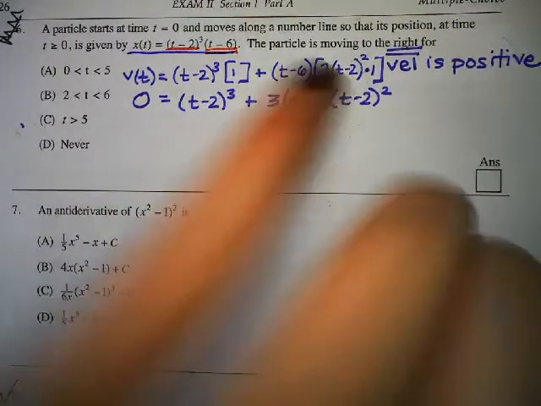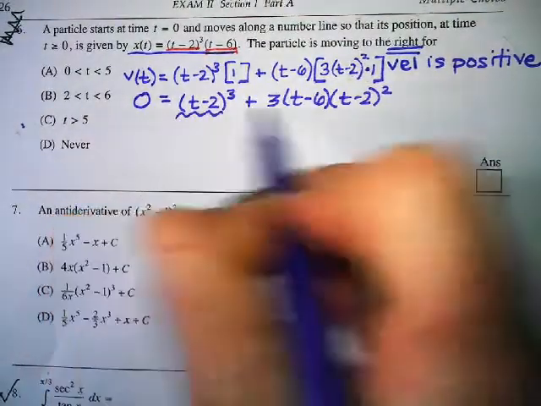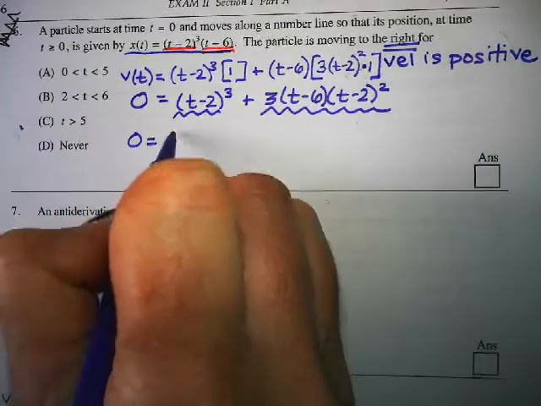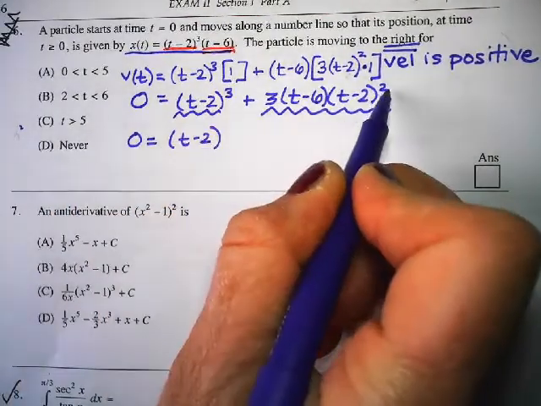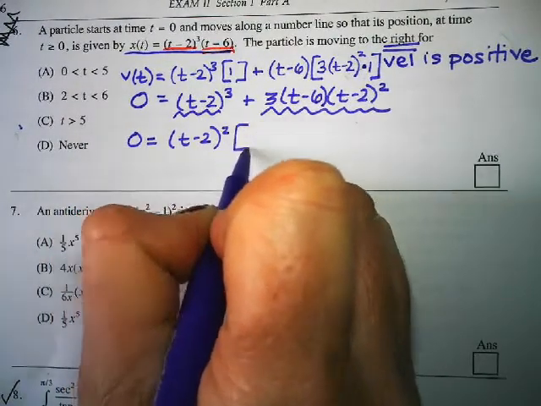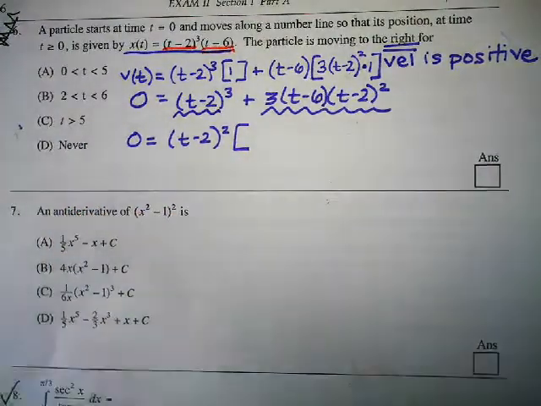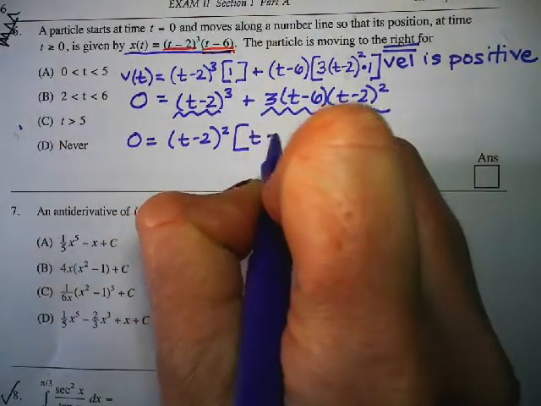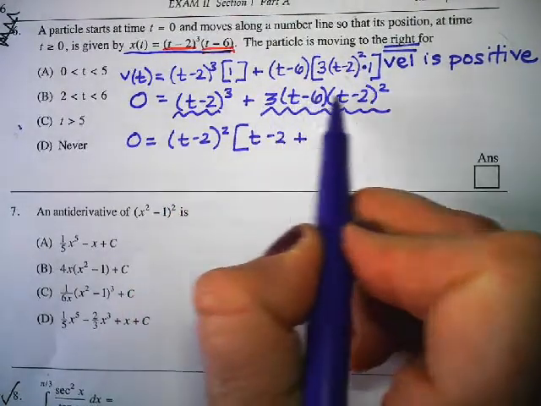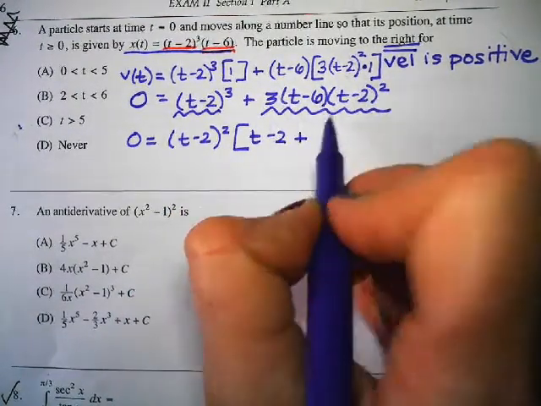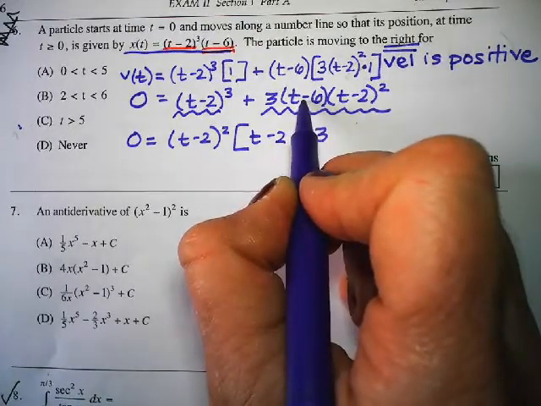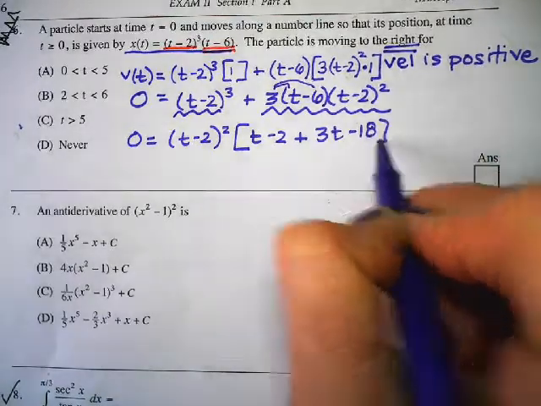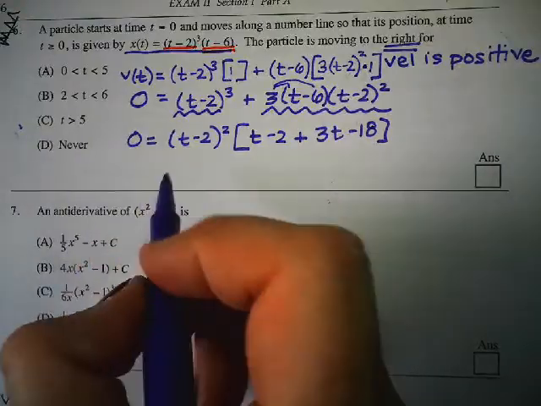So to solve this, I noticed that this term and this term both have t minus 2's in them. So I'm going to factor out a t minus 2 squared from both of those terms that I underlined with the squiggly line. If I factor it out of this first one, I'm just left with t minus 2. Plus, if I factor it out of this second one, I am left with 3 times t minus 6. These are going to be gone. I'm going to go ahead and distribute this. 3t minus 18.